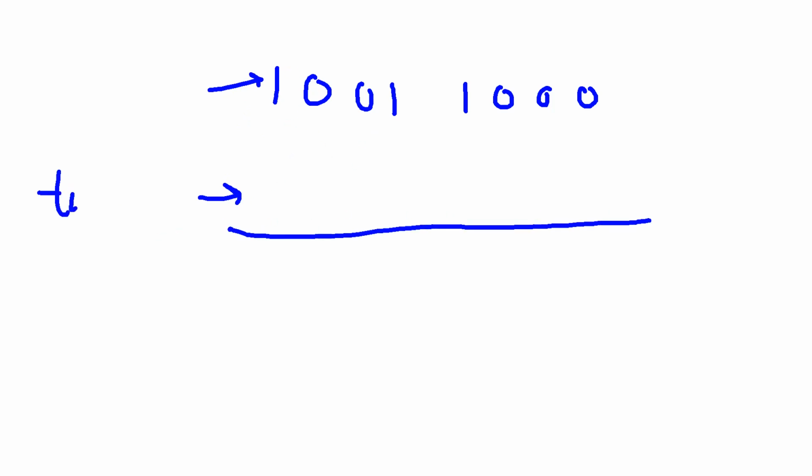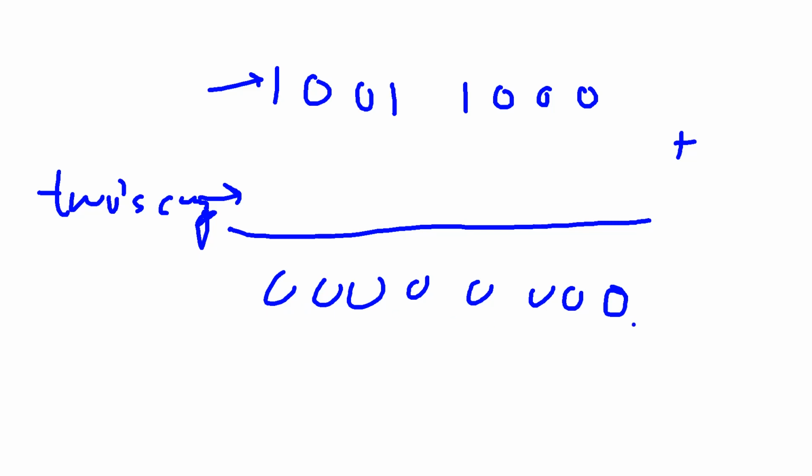For example, if the binary value is something like this, and I want to find the 2's complement of this one, when you add them together, the result must be 0, 0, 0, 0, 0, 0, 0, 0, right? For all bits. So if this one is 0, then this 0 right here, 0 right here, 0 right here. This is 1, so it must be 1 here.